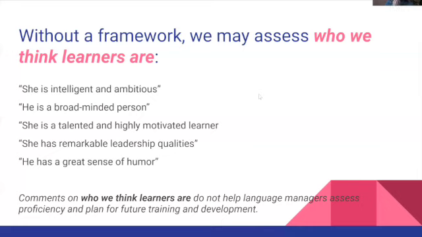What I've seen on some of the performance reports as they come in is that when people aren't sticking to the framework, there's two things that people tend to assess. One is who we think they are, like how we feel about them or how we see them as people. So things like when we say this person is intelligent and ambitious, broad-minded, highly motivated, that they have leadership qualities, that they have a sense of humor. These are all things about who they are. But the quality of the person or how we perceive them to be doesn't really help them know where they are in terms of their language learning, in terms of their proficiency, and it also doesn't help them prepare for future trainings.